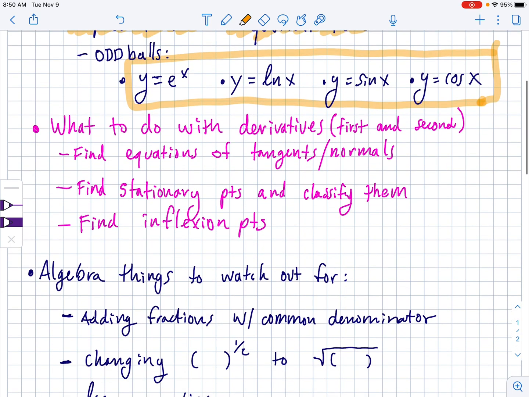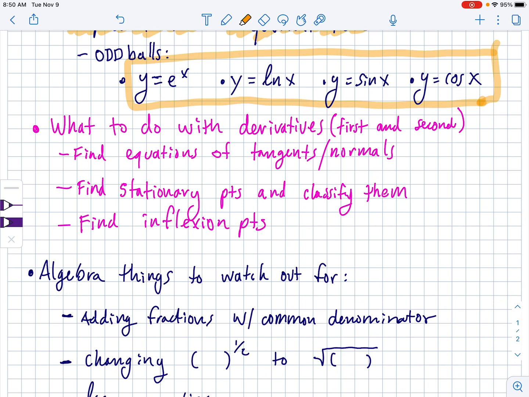Now, what are we doing with these? Basically the same thing we've been doing in the past. We're finding the equations of tangents and normals. I could ask you to find stationary points. Remember, that's where you set the derivative equal to 0 and solve for the points. Sometimes that just gives you the x values, and then you have to plug them back into the original equation to find the actual coordinates.